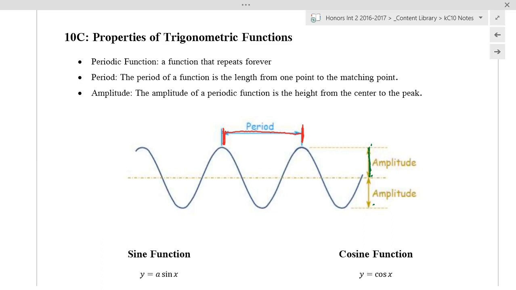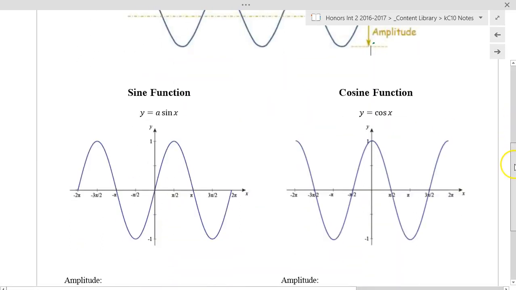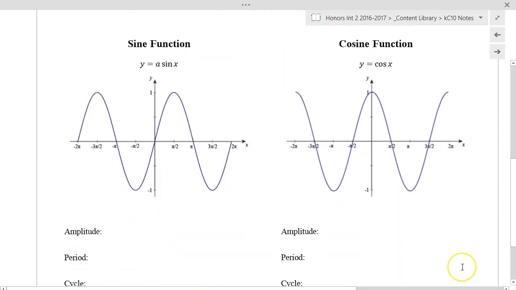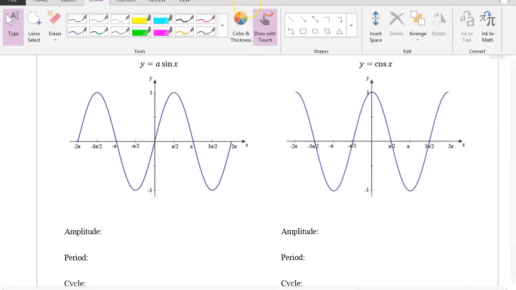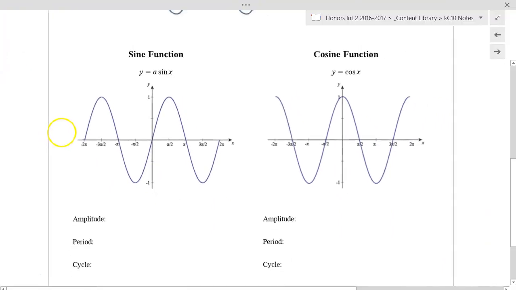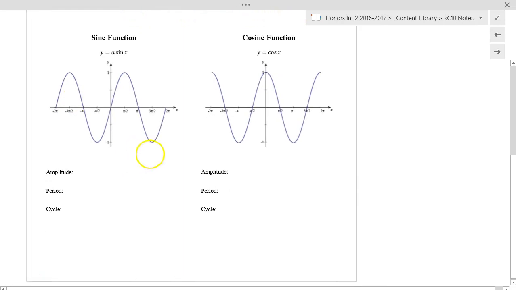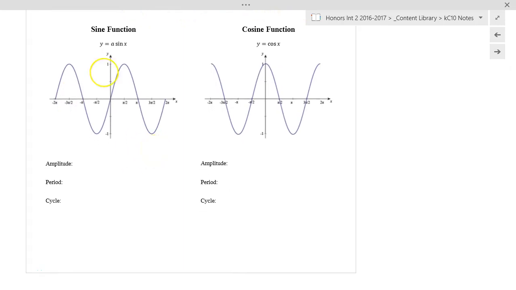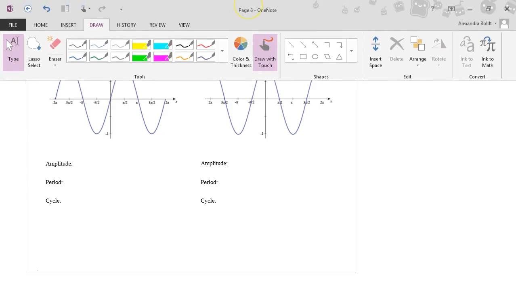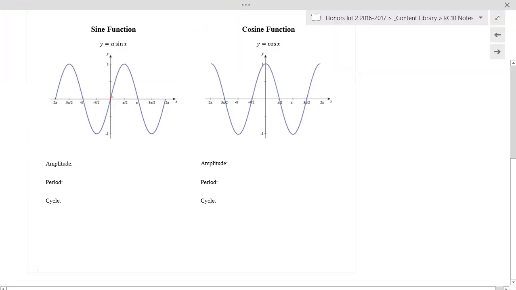Then we have two functions we are going to be looking at: the sine function and the cosine function. Our sine function is graphed here. One thing to note about the sine function is that it starts at (0, 0). So it's on the origin.